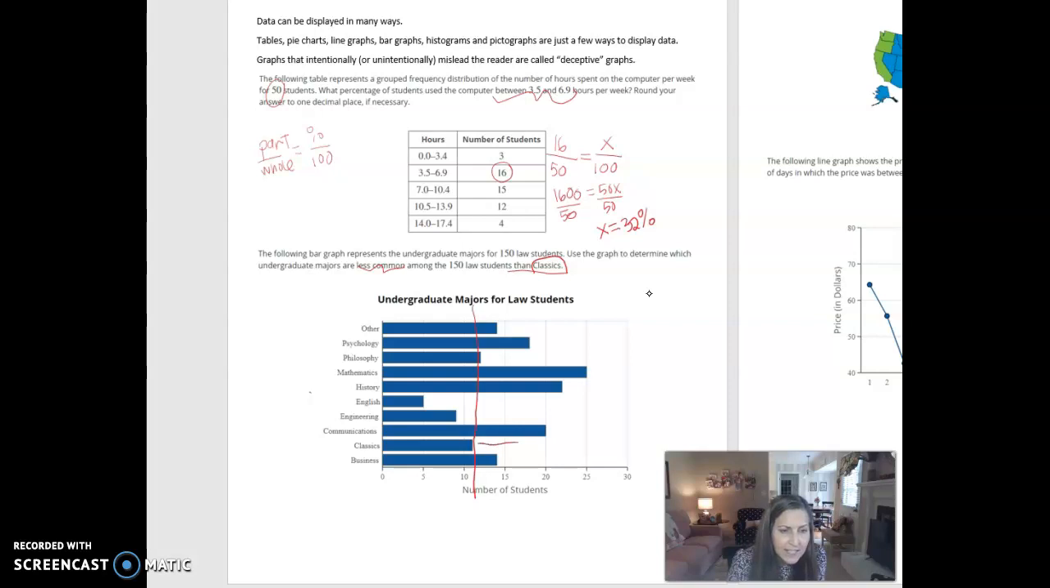So anything that is less than classics, this is classics right here, so anything before that would count. Let's look at what comes before. Philosophy is close, but it's a little bit beyond. So we've got English. That would be an answer. English is less popular. We've got engineering. And that's all. Those are the only two that are less popular than classics.